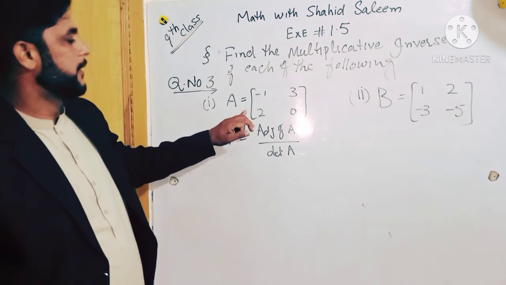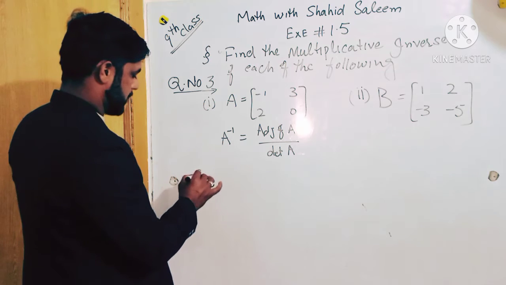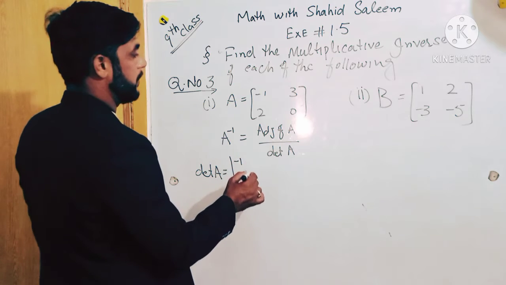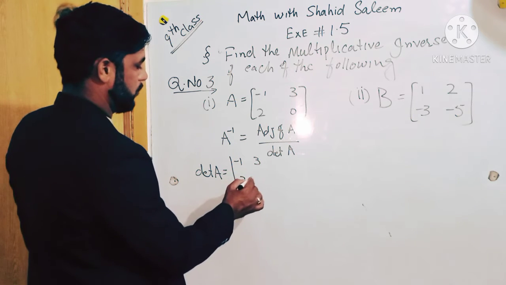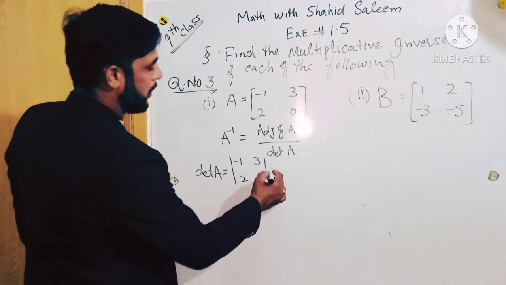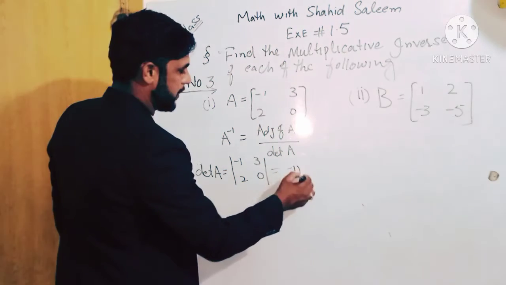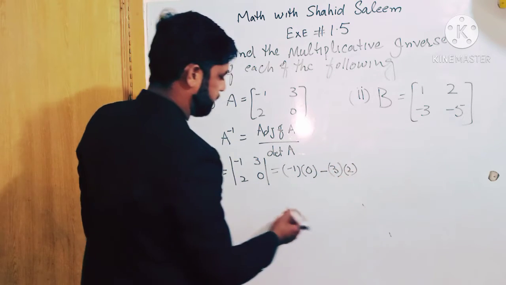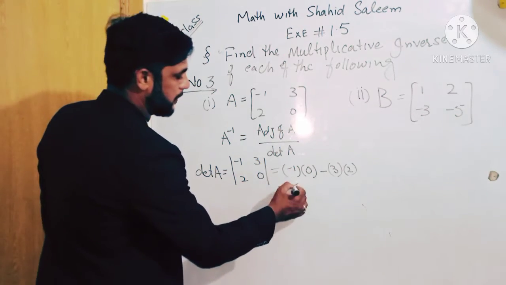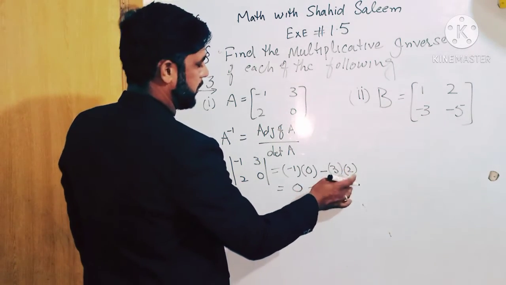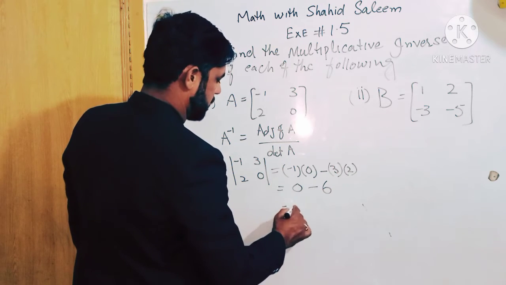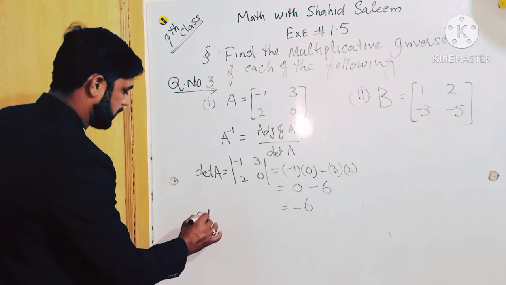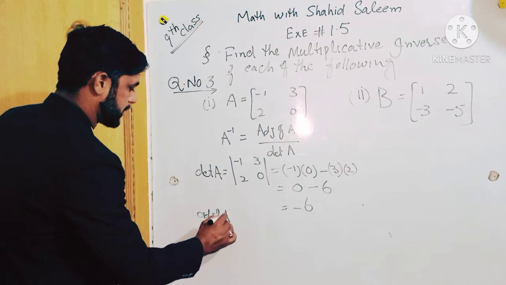First of all, we find the determinant of the matrix. Determinant of A = |-1 3; 2 0| equals -1 times 0 minus 3 times 2, which equals 0 minus 6, equals -6. And we also find the adjoint of matrix A.